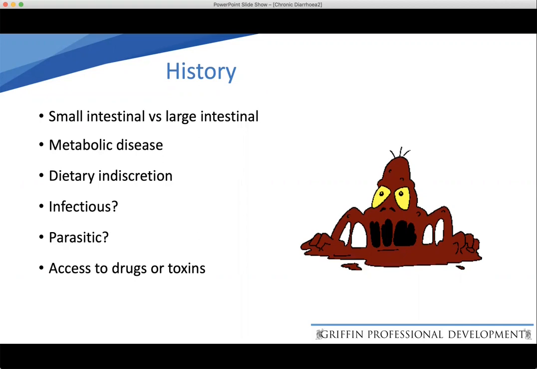Now, owners are very quick to believe that intoxication or poisoning is very common. Thankfully, that's not the case, and more benign causes are far more likely. But asking about the potential access to drugs or toxins still remains very, very important.